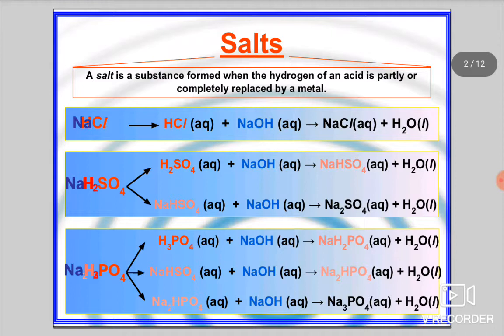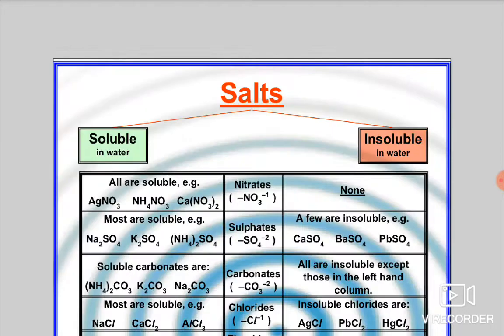First, we need to learn the definition of a salt. A salt is a substance formed when the hydrogen of an acid is partly or completely replaced by a metal. The definition is very important, and the examples below show how salts are formed and how the hydrogen of an acid is replaced by a metal partially or completely. These examples are not included in the Cambridge curriculum, but we should have a look at them, and they will help us understand the concept.